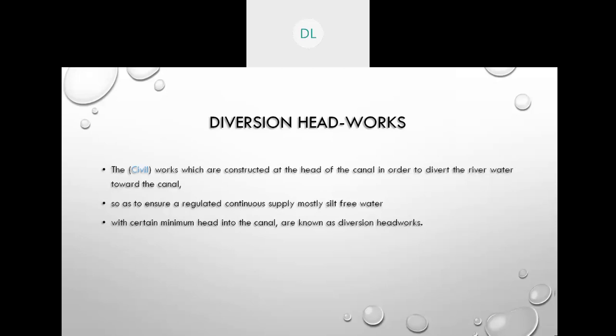So we are going to take up this matter in this subject, that we would ensure a regulated continuous supply of water to the agricultural farms at a certain minimum head into the canal. This head is different from the head structures. Head here is the total depth of water available, the depth of water in the canal. This head means beginning. The structures that provide this depth into the canal are known as diversion headworks.